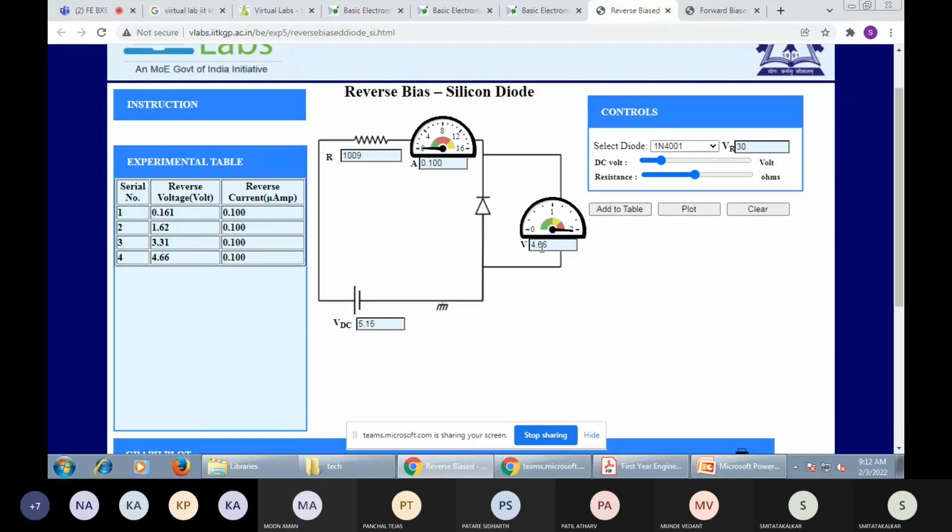The width increases, then the barrier potential voltage also increases in reverse bias. You can see only the voltage changes, because maximum voltage is provided here. Here 5.15 volt is VDC. That's why the current is constant and the voltage varies. You can see here 0.100, 0.100, and so on. That is the reverse current.